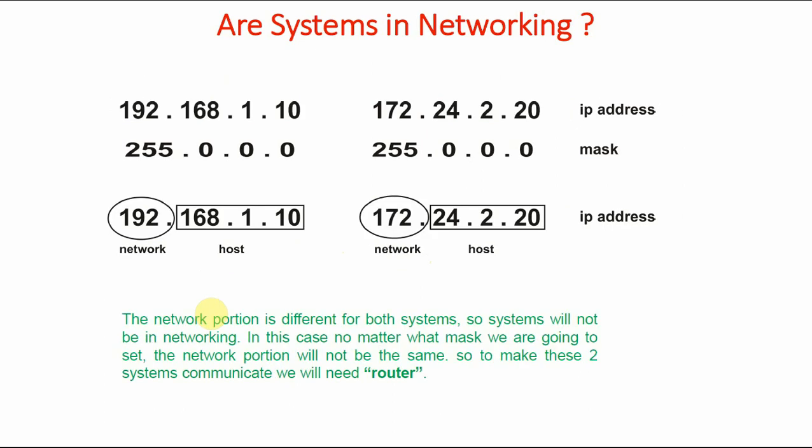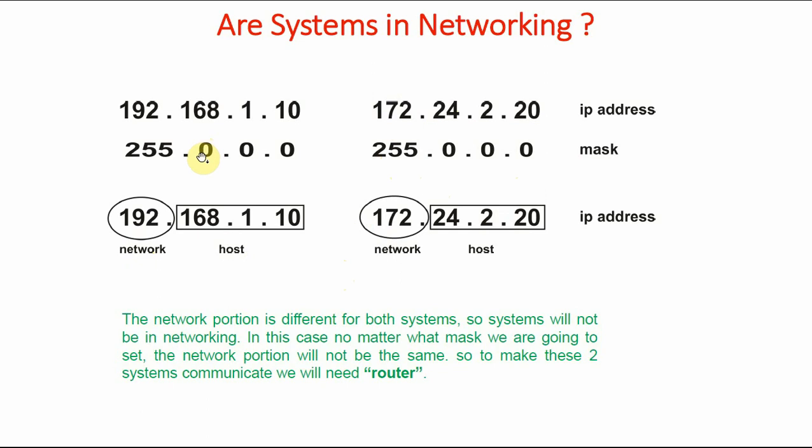Now let us consider another example. Now we have got the 192.168.1.10 address, and suppose we are using the mask 1 times 255, then what is going to be the network ID? 192. And what about 172.24.2.20? Our mask is 255.0.0.0, that means this is going to be our network ID and this is going to be our host ID. So the network here is 192 and here it is 172. That means both systems are not going to be in networking.